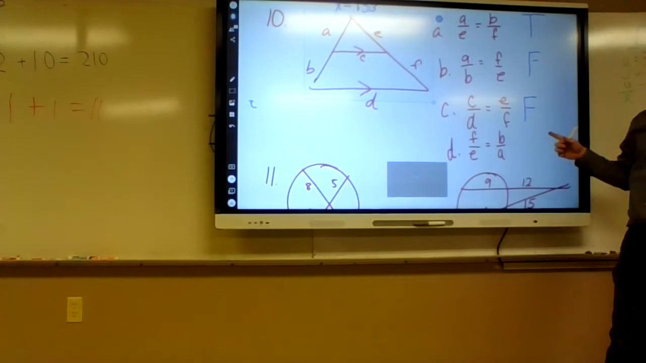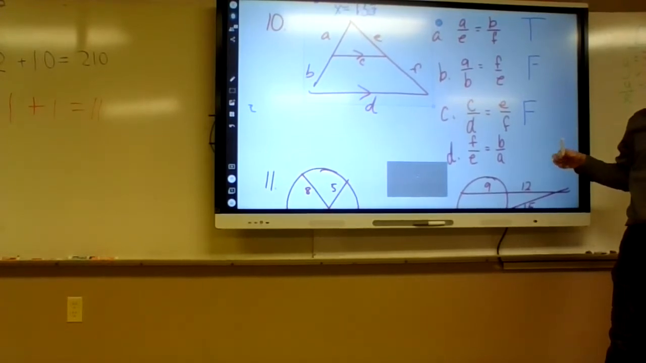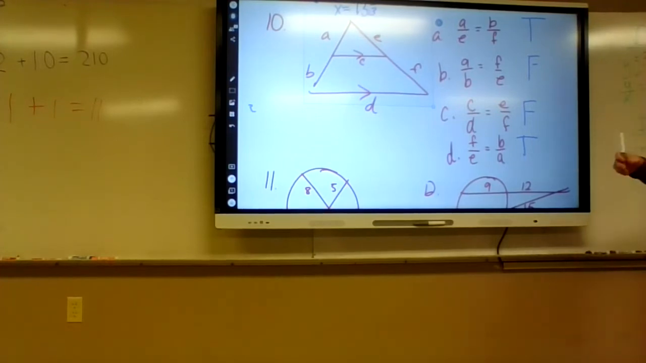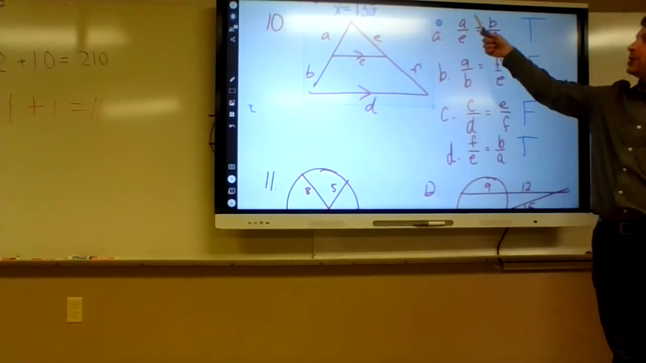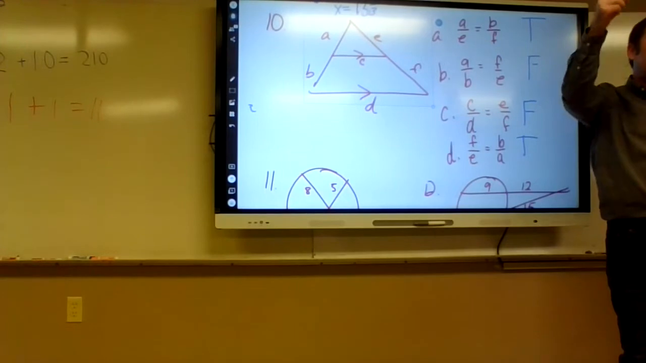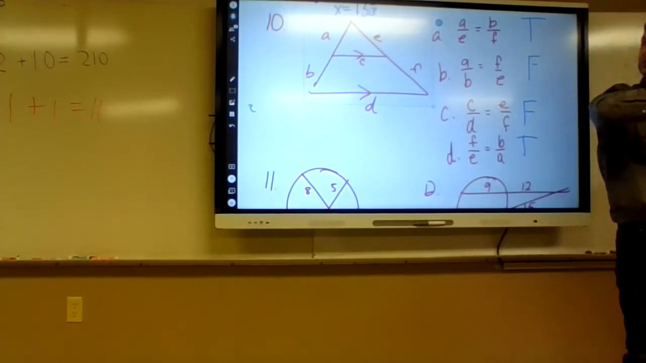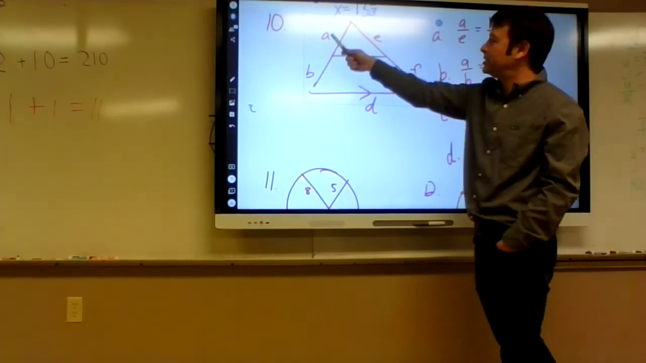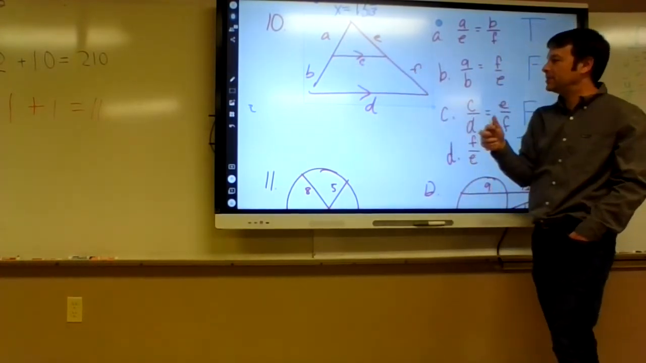Okay, does F over E equal B over A? True. And you can't go crossways. You can go crossways, this one went crossways. Well, you can't go diagonal. Like you can't go A over E. Okay, this one was true. You can go this way, but you can't go A over F. That's wrong.